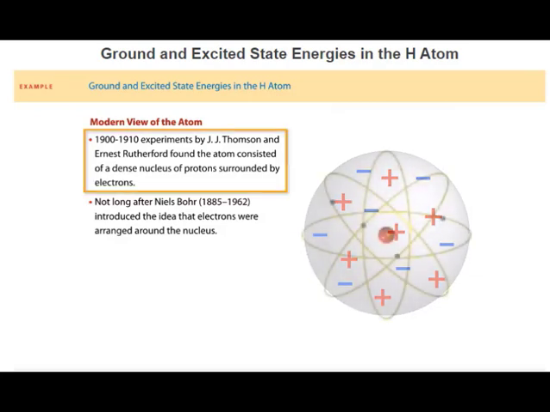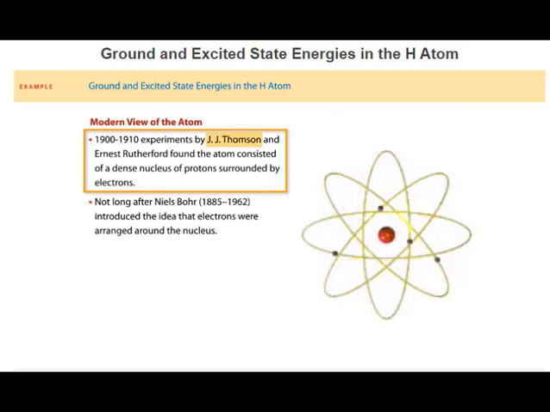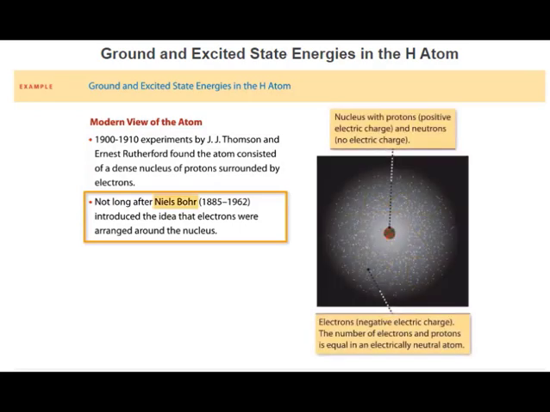But just at the beginning of the century, experiments by J.J. Thomson and Ernest Rutherford in England found that the atom in fact consisted of a dense nucleus of protons with electrons around that nucleus. It was Niels Bohr who finally put these ideas together with other experimental information to fashion the theory of atomic structure that we use today.